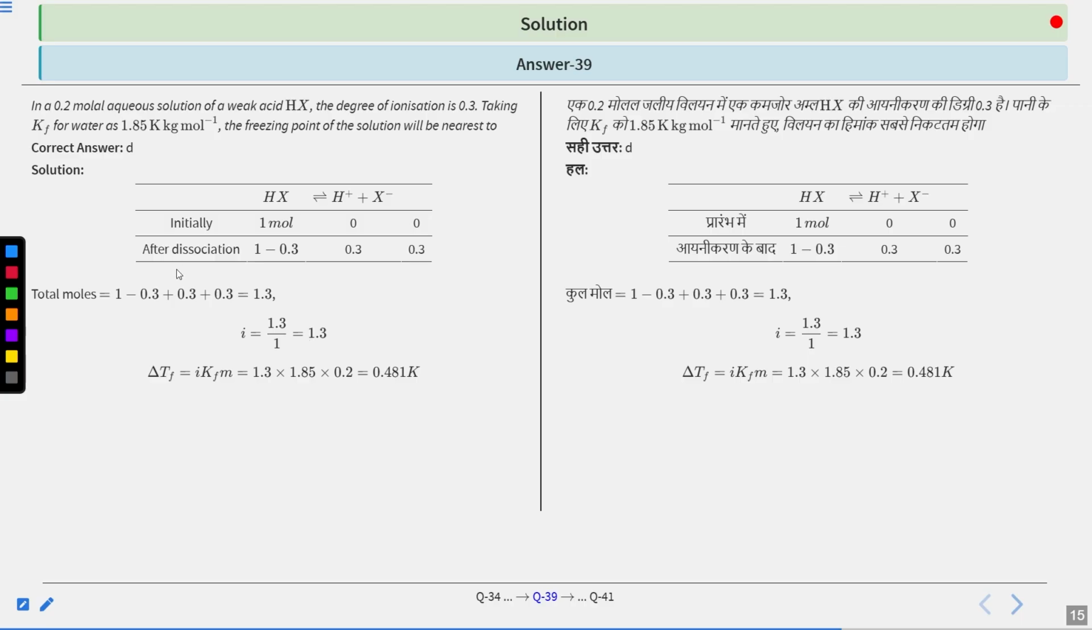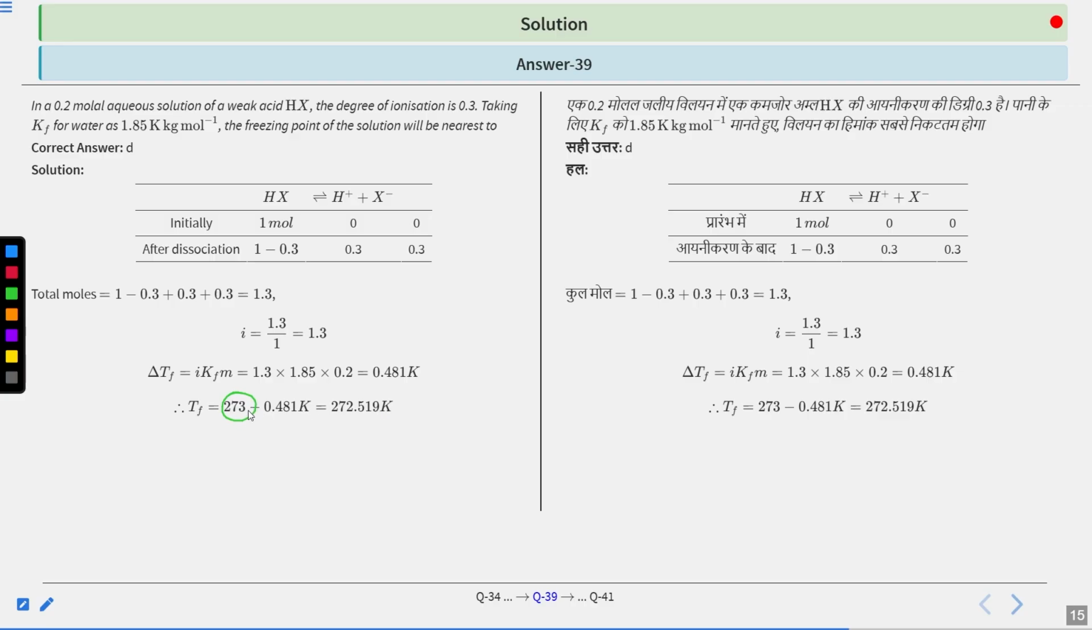Now next, delta Tf equals Kf i m. You put this value here. Kf is already given, molality we already know. That will give you 0.481 Kelvin. So this is the change in freezing point. And as we know, 273 is the original one. We can take 0 directly and find your answer.